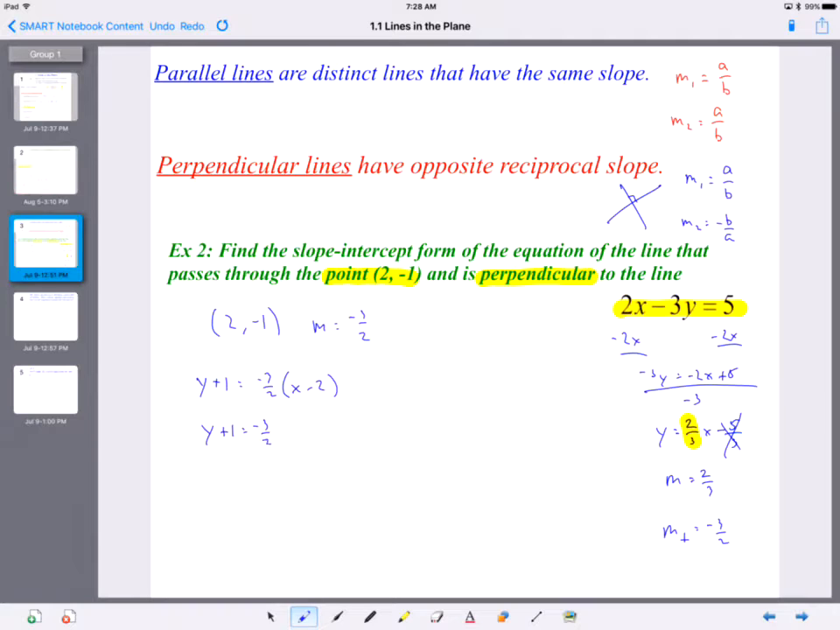Distribute. And then subtract the 1. So y is equal to negative 3/2 x plus 2. And it doesn't want it in any other form, so we're good to go.